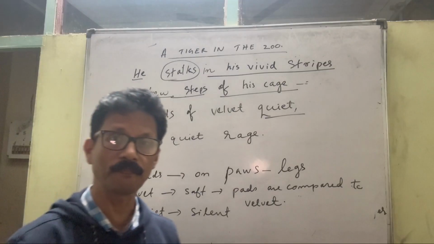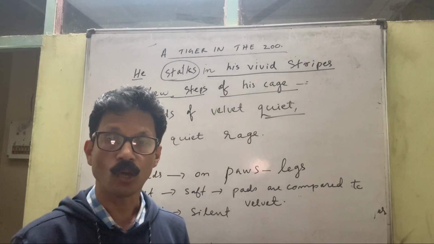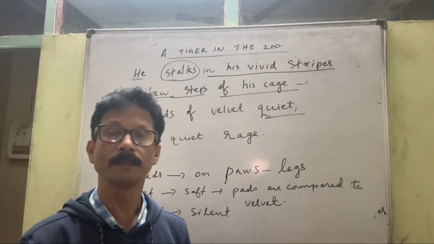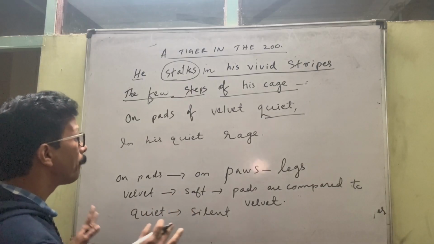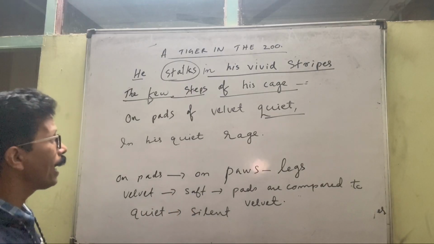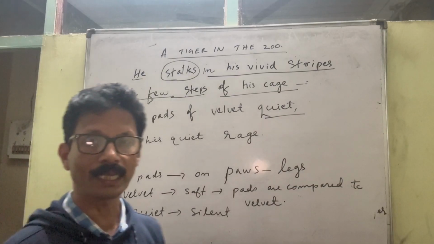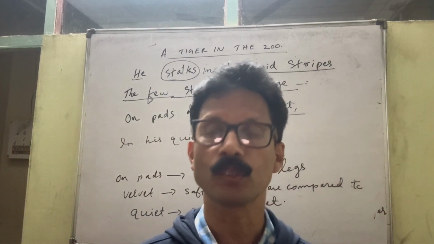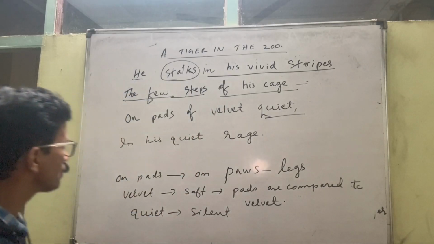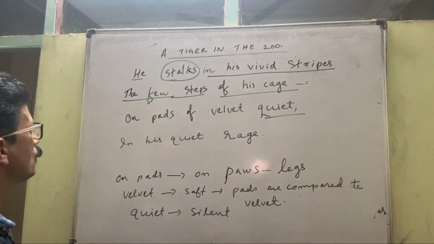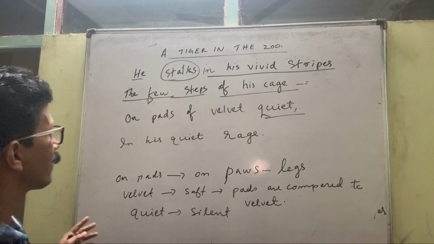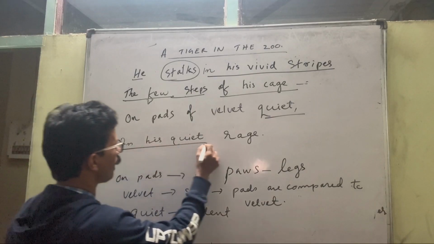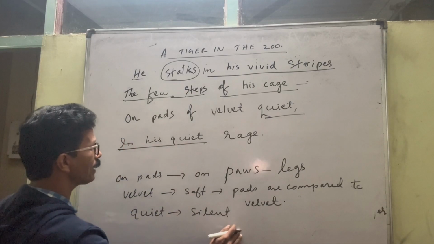Velvet means soft footed. Okay, soft footed anyway, tiger. Understand my point? That is why the pads, legs, the paws of the tiger is compared to velvet. Understand my point? Because of the silence, because of not making any noise. Then you see, in his quiet rage, quiet means silent, again silent.